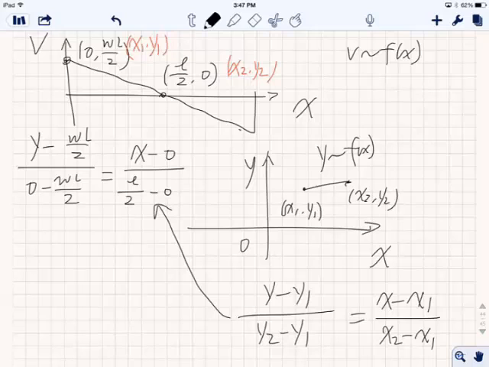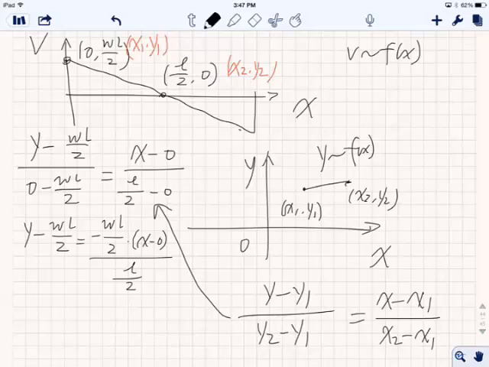Okay, the next thing is you rewrite this equation. So y minus WL divided by 2 equals minus WL divided by 2 times x minus 0, divided by L divided by 2. Alright, so see here, my y is equal to this, L over 2 and L over 2 cancel out. So y equals minus Wx plus WL divided by 2.